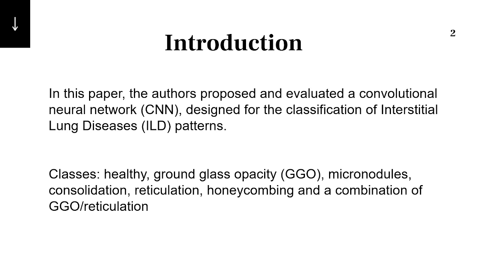In this paper, the authors proposed and evaluated a convolutional neural network designed for classification of interstitial lung diseases patterns. We have 7 classes. Six of them are related to these lung diseases, and one is for healthy people.